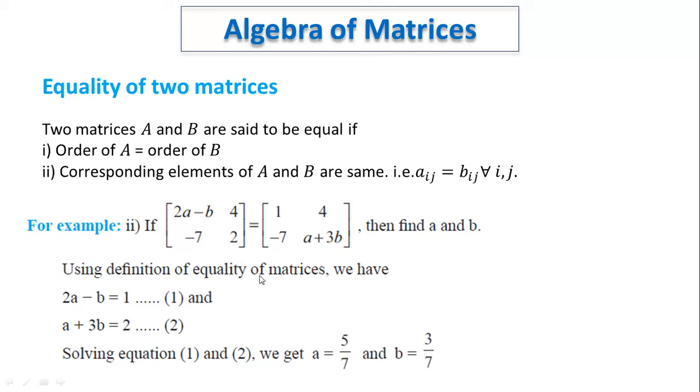So for the equality of two matrices, you must remember the order of A must be equal to the order of B and corresponding elements of A and B are the same. Then both the matrices are said to be equal. So this is the concept related to algebra of matrices.